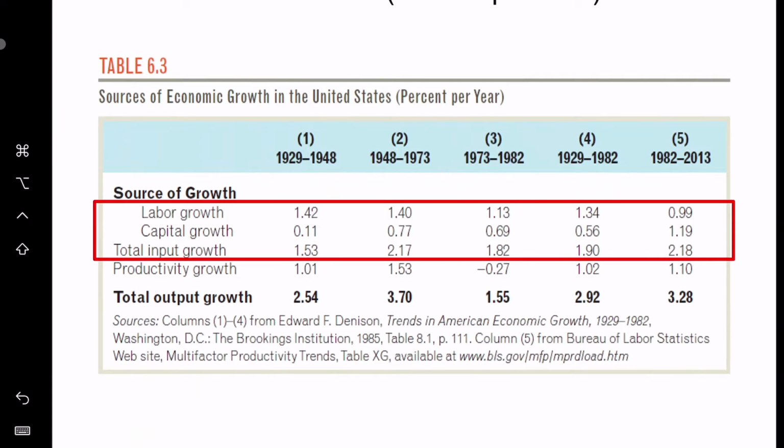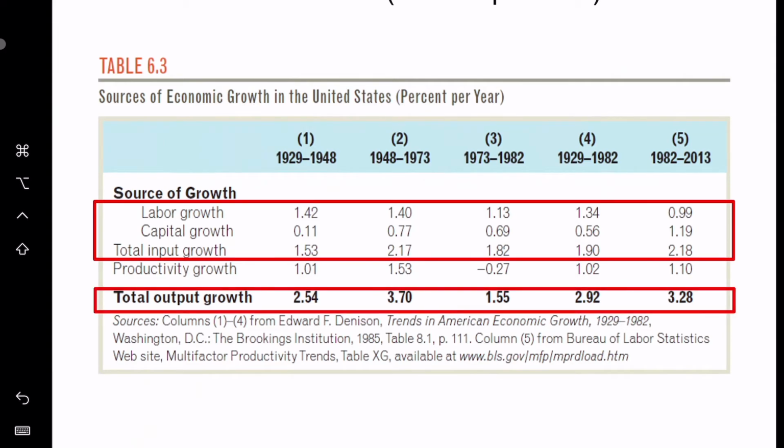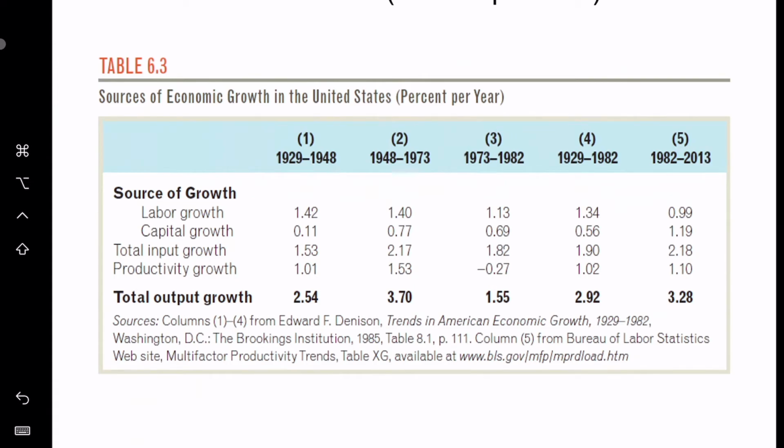But somehow this number is even higher than the period 1929 to 1948. That is the first column. So then we may ask, why, when we look at the total output growth during 1973 to 1982, which is on the third column, was it much lower than the earlier period? So then we zoom into the productivity growth, and we find out that the productivity growth turned out to be negative during 1973 to 1982.